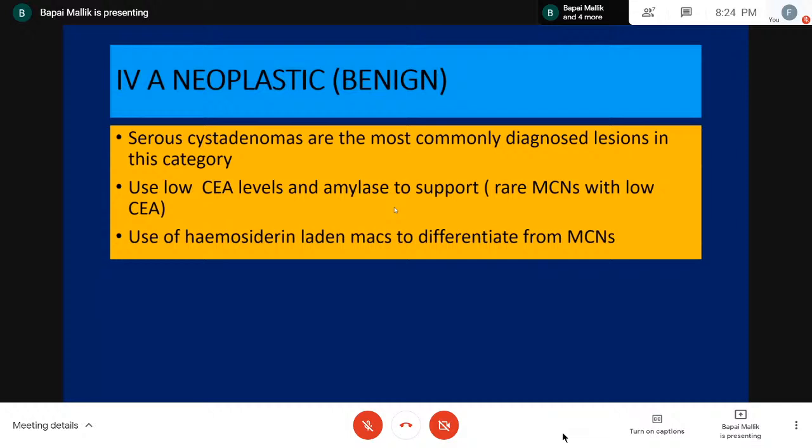One of the things which has been suggested as a good cytomorphological indicator to differentiate between serous cystadenomas and MCNs is that the presence of hemosiderin-laden macrophages strongly favors a diagnosis of serous cystadenoma. But all these are coming into consideration only when you are differentiating a serous cystadenoma from a mucinous cystic neoplasm which does not show the typical thick tenacious mucin.